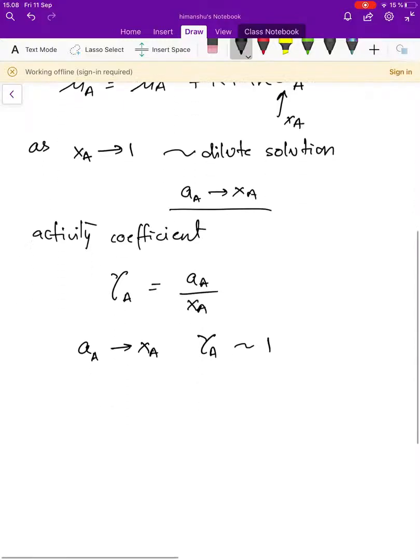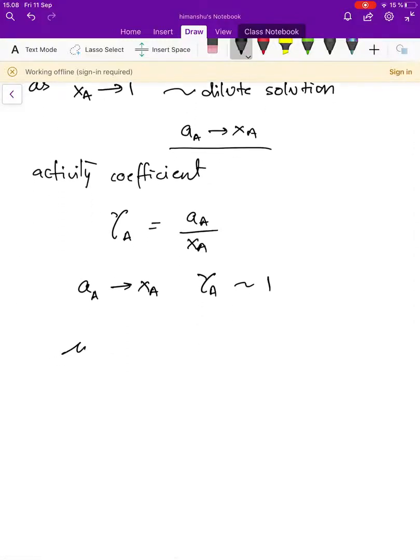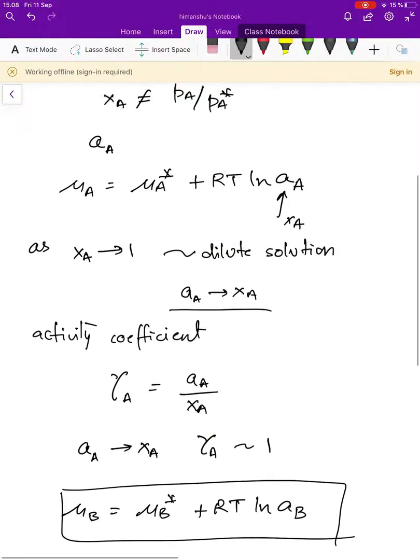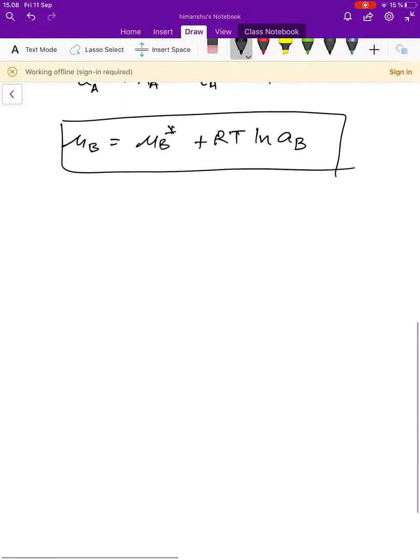So this was for the solvent. You can similarly show that for the solute, and we are not going into the details here, the chemical potential is the chemical potential of pure solute plus RT times the logarithm of the activity of the solute. Now this form of the equation not only applies to a solute which is in smaller quantities and a solvent which is in larger fraction, but to all components in a mixture.